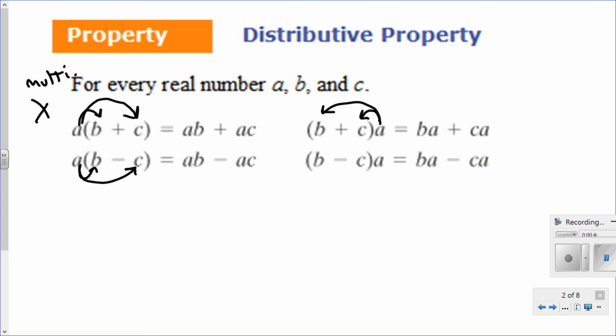And so remember, multiplication is commutative, so you can multiply backwards like that, and you'll still get the same answers.